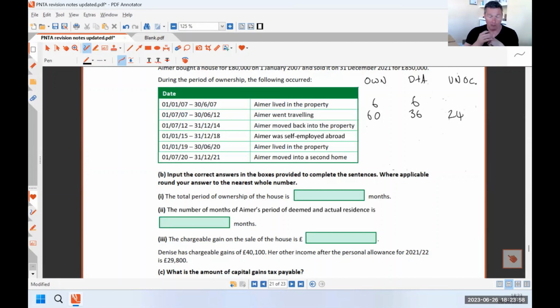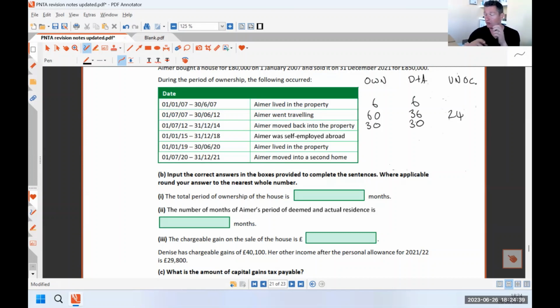Cool. Next one, he's moved back into the property. This is obviously going to be actual occupation. We just need to figure it out. 1st of July 2012, a full year would be 30th of June 2013, 30th of June 2014. We don't get to 30th of June 2015. So it's 2 years, then July, August, September, October, November, December. So 2 years, 6 months. That's 2.5 years, so 30 months, and he's actually in the property. Exactly right, Marta. He then was abroad for self-employment purposes.